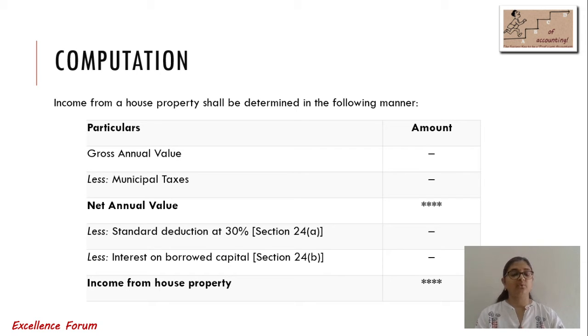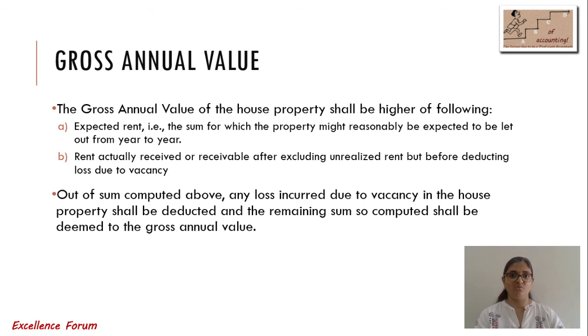Now, let's understand how the income is actually computed. We have to find out certain amounts. The first is the gross annual value. Then we have to also consider some deductions like the municipal taxes, standard deduction, and the interest on borrowed capital. So let's discuss these one by one. The first is gross annual value.